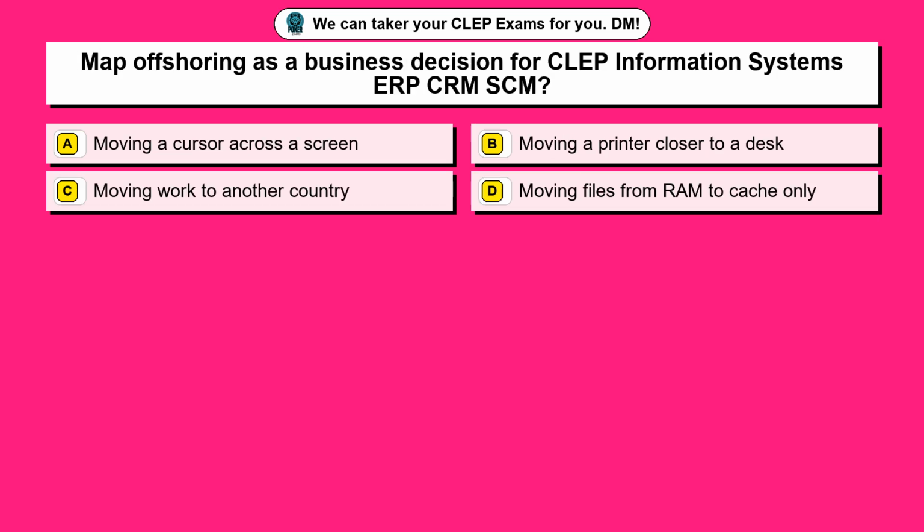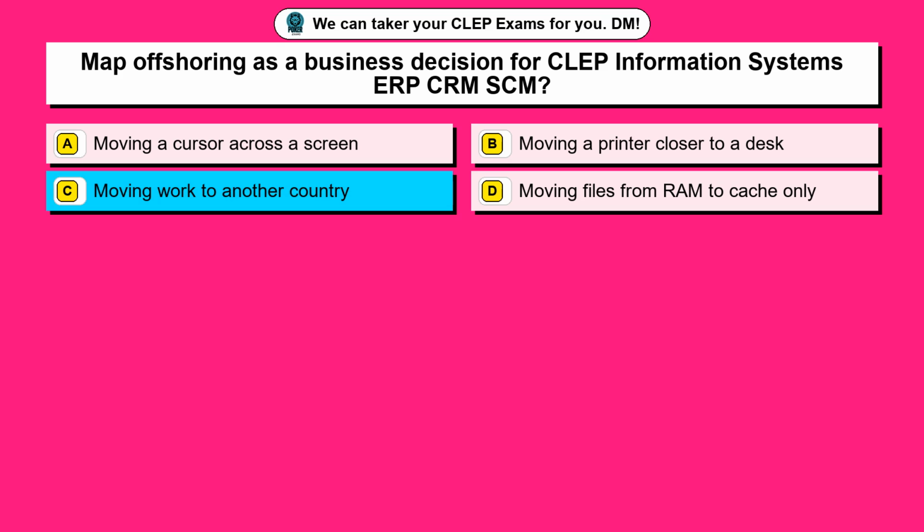Question 97. Map offshoring as a business decision for CLEP Information Systems ERP CRM SCM. Option A. Moving a cursor across a screen. Option B. Moving a printer closer to a desk. Option C. Moving work to another country. Option D. Moving files from RAM to cache only.